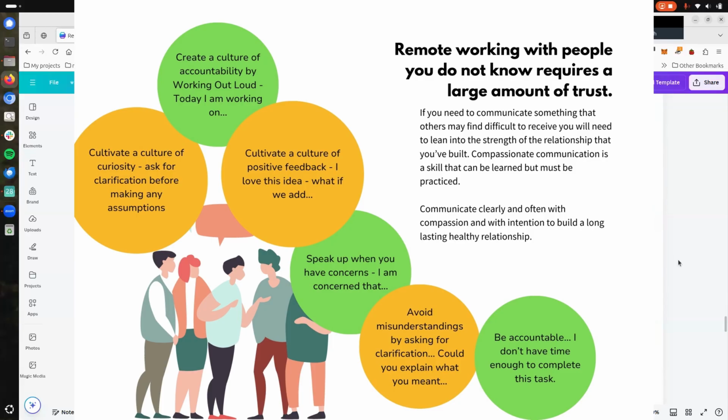It's more of the same, really, more support with the different types of culture that we want. We want curiosity, accountability, positive feedback, ability to raise concerns, to avoid misunderstandings by asking for clarification, and also feel and be accountable to the team that you are contributing to.